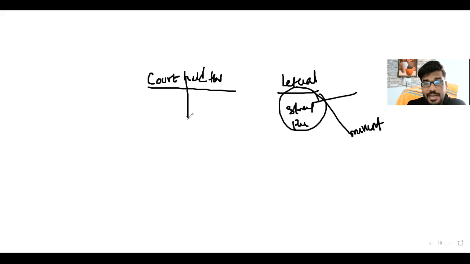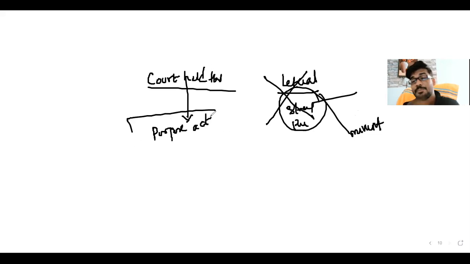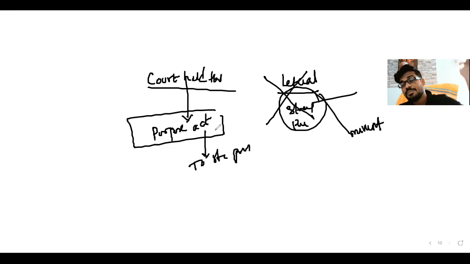So here the court held that, yes, if we go through with the literal rule, we cannot achieve the proper purpose. So the court says that the literal rule is not applicable. Here we look at what the main purpose of the act is. Here, public place or street is not important. What is the intention of the lawmaker? To stop prostitute activity. Whether it is a street or public place, whatever it may be, the purpose of the act is to control prostitute activity.